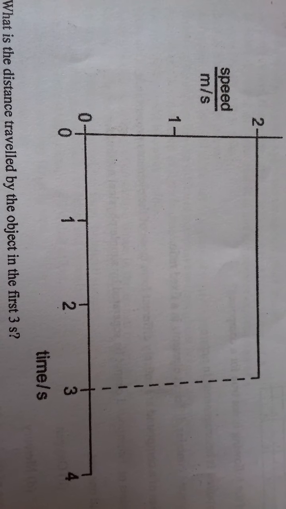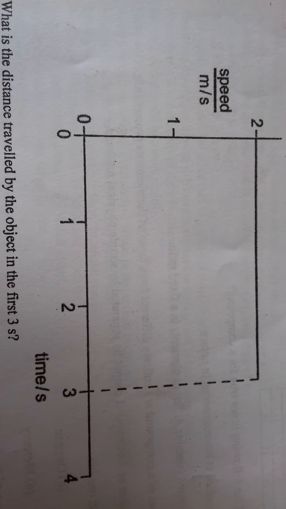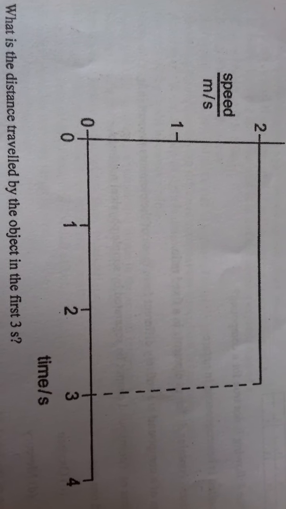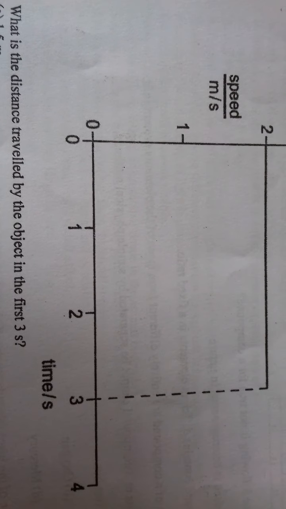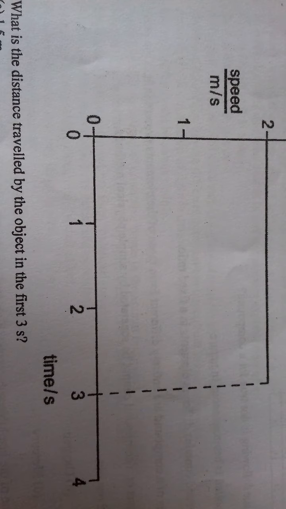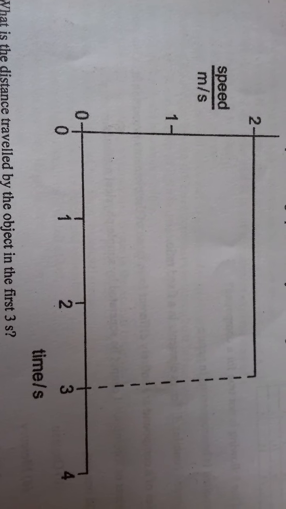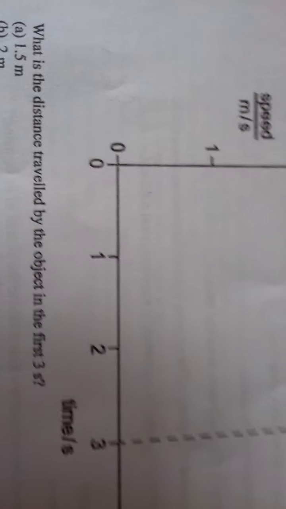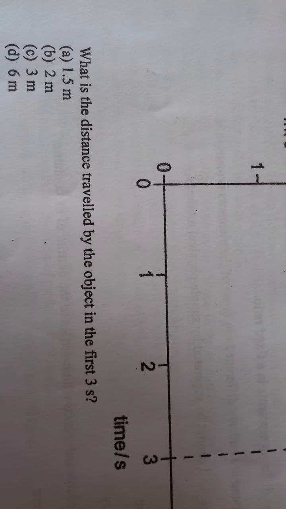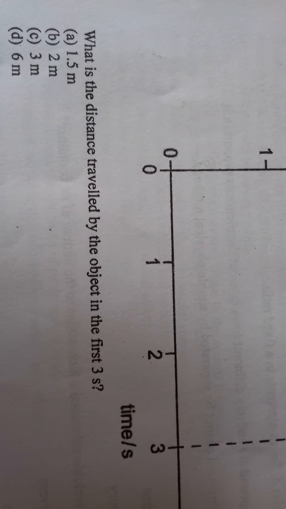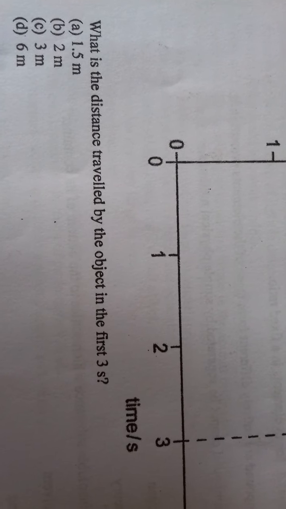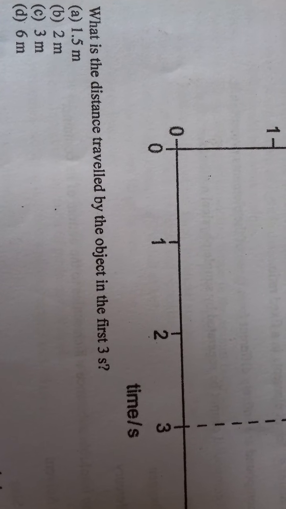So in this case, for the distance traveled by the object in the first 3 seconds, we can see the area under the graph between 0 and 3 is rectangular in shape. So the area of this rectangular shape is length into breadth. So 2 into 3, 6 meters. So the distance traveled by the object in first 3 seconds is 6 meters, and out of the 4 options, D is 6 meters, so D option is correct.